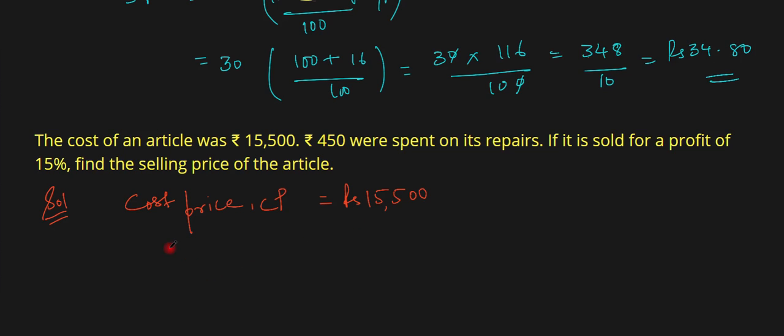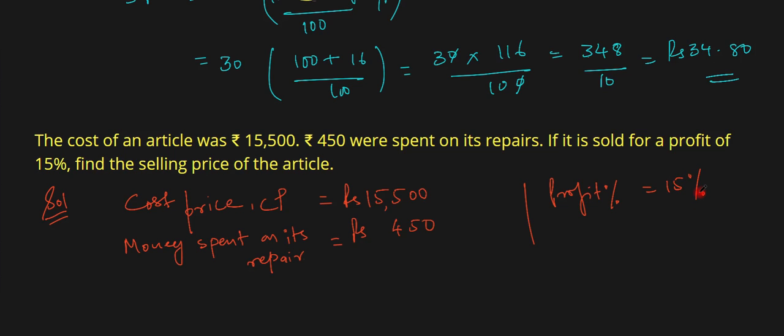That means you can say money spent on its repair is equals to rupees 450. If it is sold for a profit of 15%, again profit percent is given to you. So profit percent is given to you, that is 15%, and SP of the article needs to be calculated. So this you need to calculate.